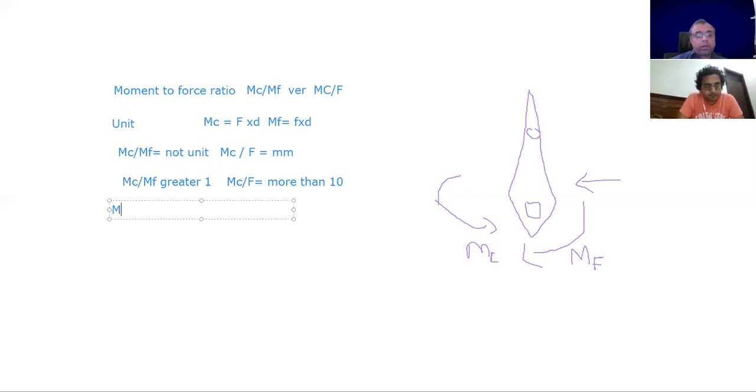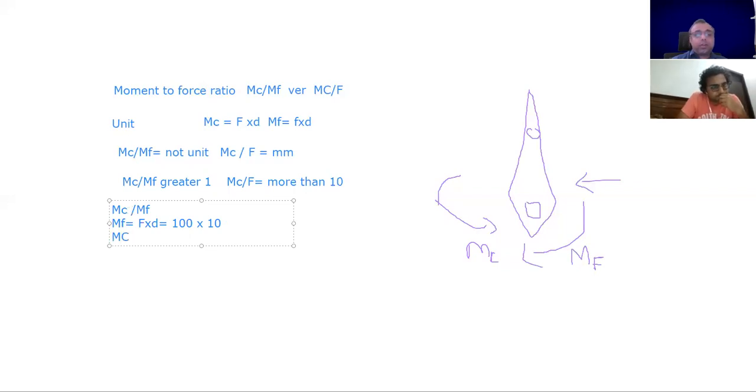So we will calculate the MC over MF, the first equation. First we will calculate MF, that's equal to F multiplied by D. The force, we already decided that we are applying 100 gram of force, and the D is fixed at 10 millimeter, right?